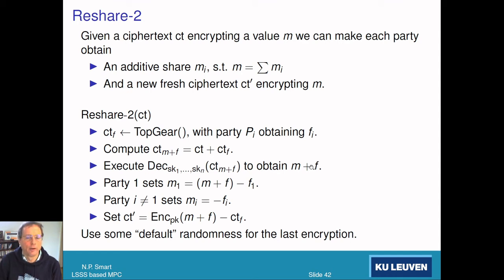But from that, we can form a secret sharing of underline M in a similar way. But also, because we've got M plus F, we can re-encrypt it, subtract it from the ciphertext we got out of Top Gear, and this gives us basically a fresh ciphertext with not that much noise in it, which encrypts M plus F. This gives us this, and then we subtract the ciphertext encryption F, and this will therefore give us an encryption of M. So CT dash gives us an encryption of M. So this gives us the sharing plus an encryption of M.